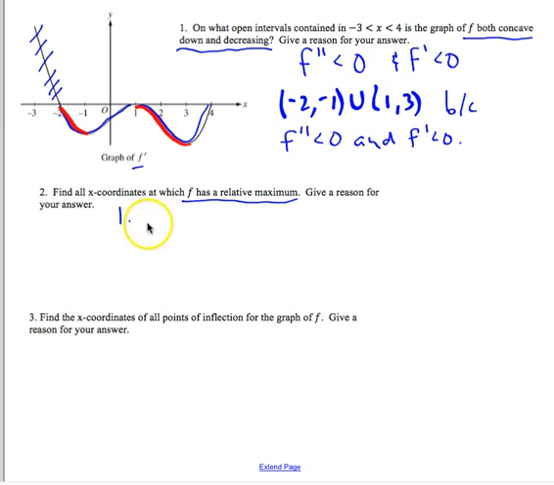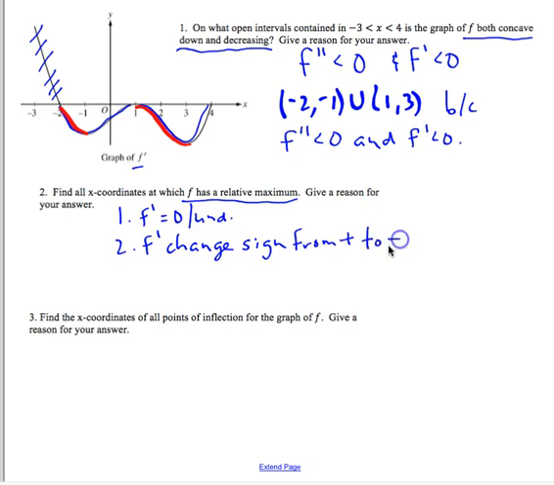The first thing we have to check for is that if f has a relative maximum, then f prime must be equal to 0 or possibly undefined. But not only does that have to happen, to be a relative maximum, f prime will have to change signs, specifically from positive to negative. f prime will have to change sign from a positive value to a negative value.